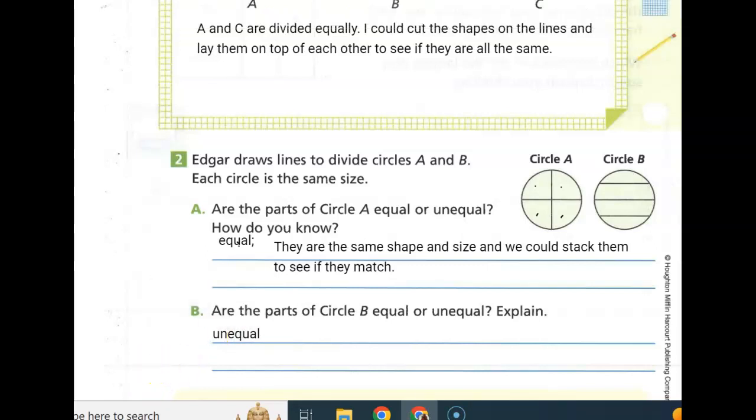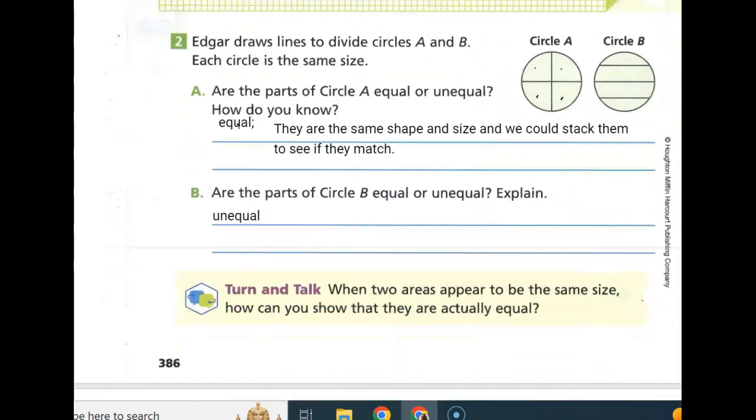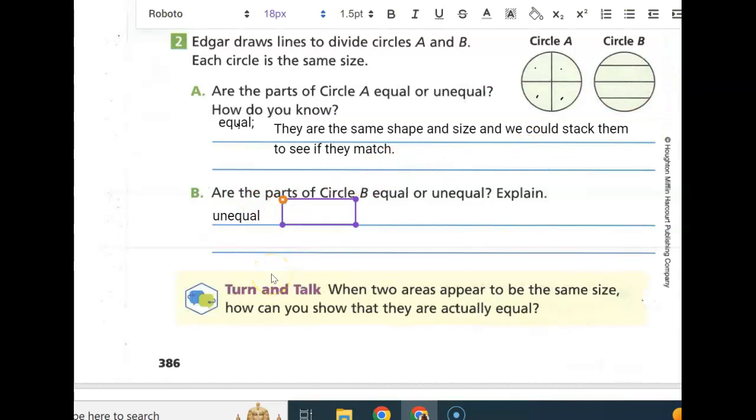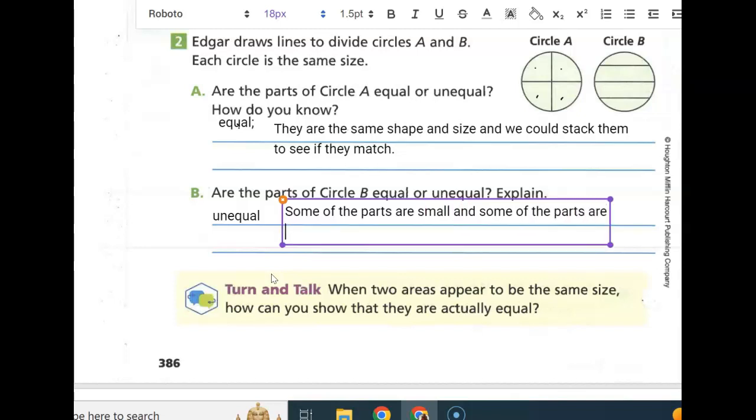Okay? And of course, then it wants us to explain, why are they unequal? What lets us know that they're unequal? You can't stack them. Some of the parts are small and some of the parts are large.